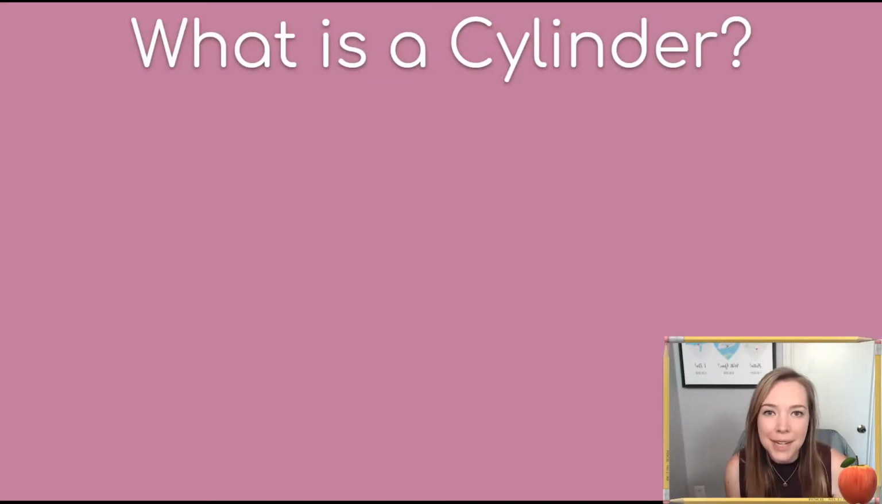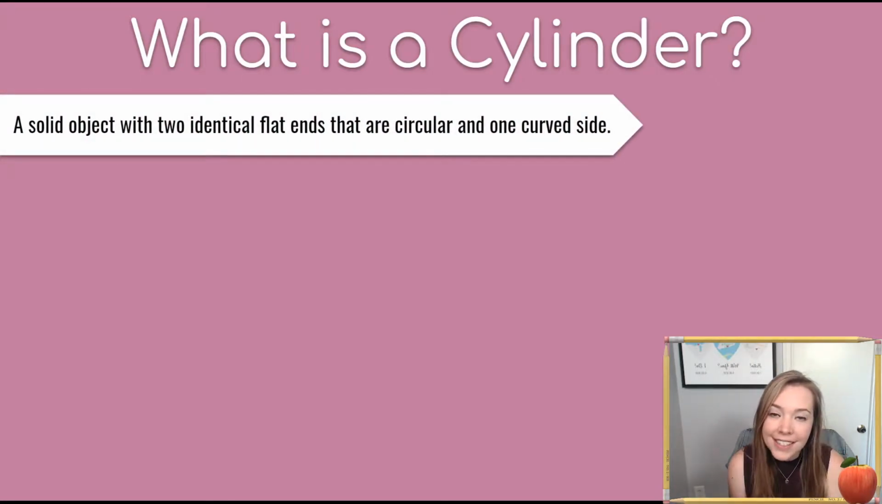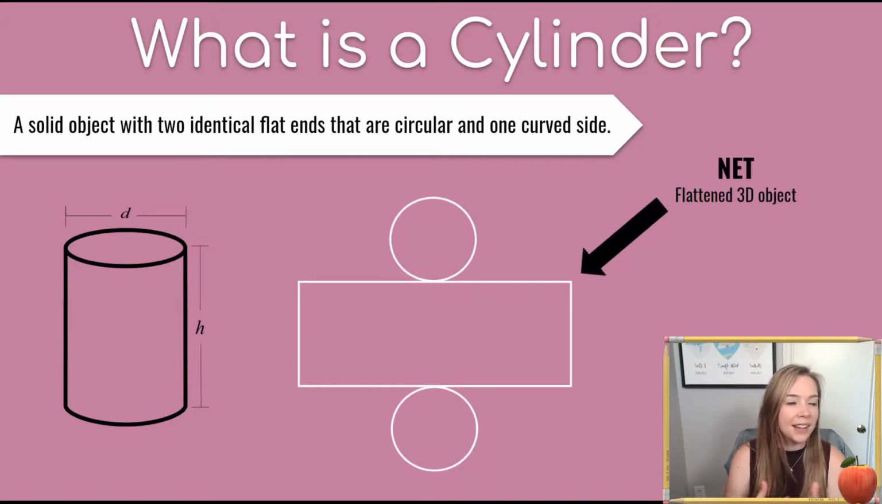So the first thing we need to know is, what is a cylinder? A cylinder is a three-dimensional object with the top and bottom as circular figures, actually congruent circular figures, and then a curved side around. So think about a soup can or a paper towel roll, something like that.